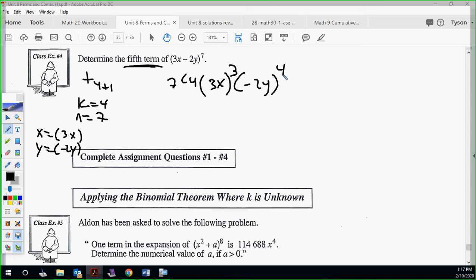So 7c4 is 35. 3 cubed is 27, so we had 27x cubed here. Negative 2 to the fourth, that makes the negative go away because it's even. That's going to be 16y to the fourth. Now all you have to do is multiply these three numbers to get the coefficient. When you do that, you should get 15,120, then write x cubed y to the fourth on the end. That is the fifth term.